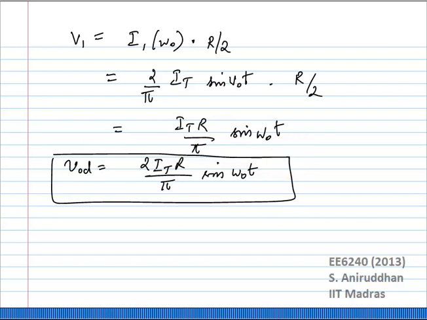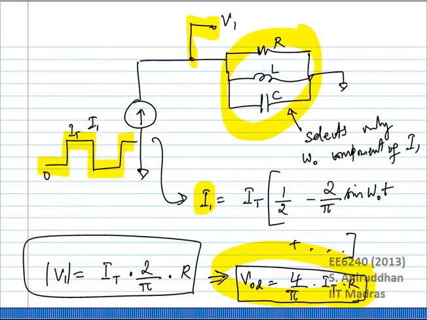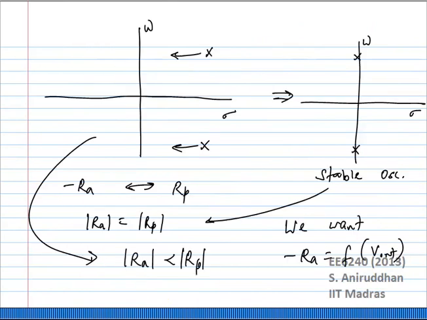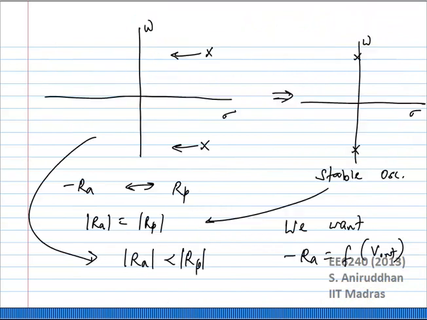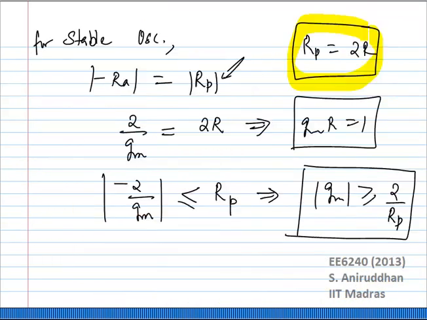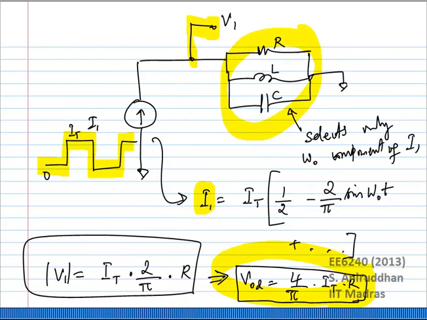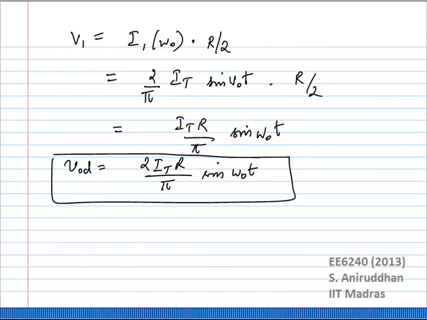Okay. Now note a small difference from what we had done before. The reason I wanted to do this again was because it's slightly different from what we had done before. Earlier we had got 4 by pi ITR. The reason for that is because our tank had RLC on either side. That is probably not the best way to do it if you want to compare these two circuits. That is why we have come back to this 2 ITR by pi. This is more or less the accepted way of representing the amplitude of the NMOS cross coupled pair.